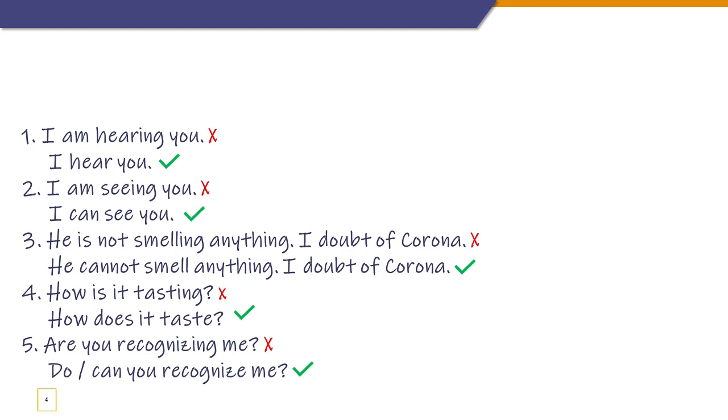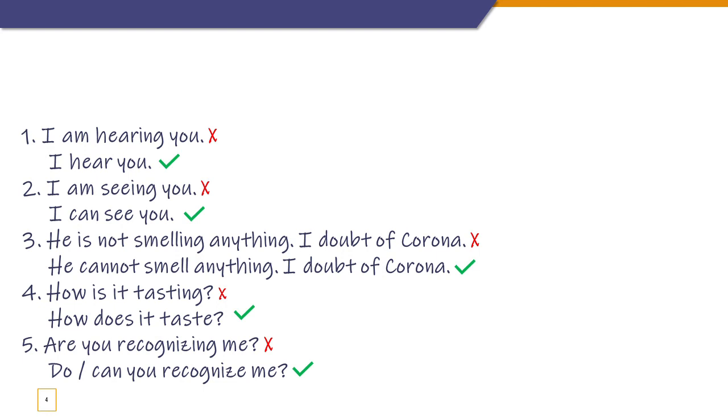So the first one, as I told you, stative verbs talk about senses. For this reason, whenever you're talking about your senses, you can't use the present continuous form. You should always use the simple present. So I'm hearing you is wrong. Even if you're actually hearing something, even if you're hearing a noise, or even if you're hearing someone talk, you can't say I'm hearing you. You say I hear you. That means you're able to hear them. Okay, so I'm seeing you. You can't say that. You can only say I can see you.